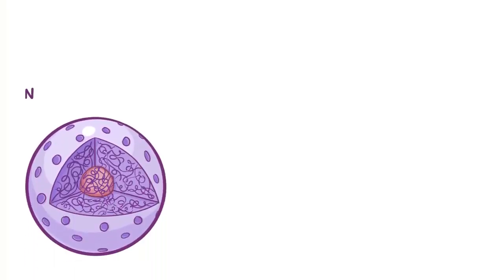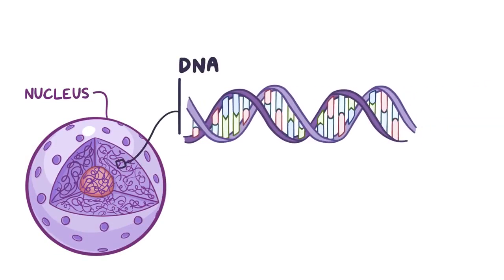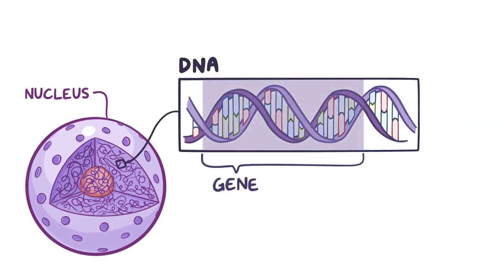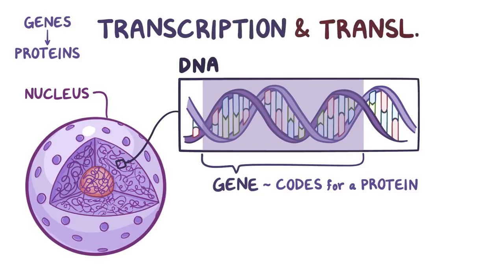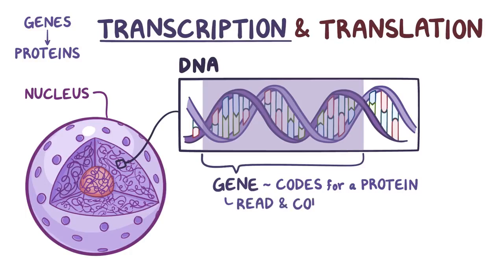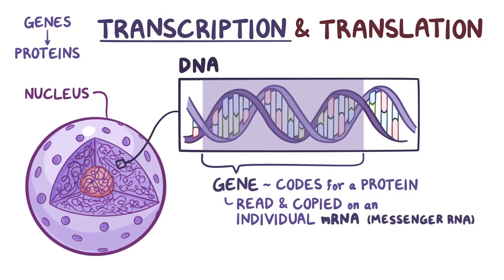Deep within the cell's nucleus, there's our DNA. DNA is made up of genes, and each gene is basically a specific part of the DNA that codes for a protein. And genes become proteins in two steps: transcription and translation. Transcription is the first step in creating a protein, during which a specific gene is read and copied on an individual mRNA, or messenger RNA molecule, which is like a blueprint with instructions on what protein to build.